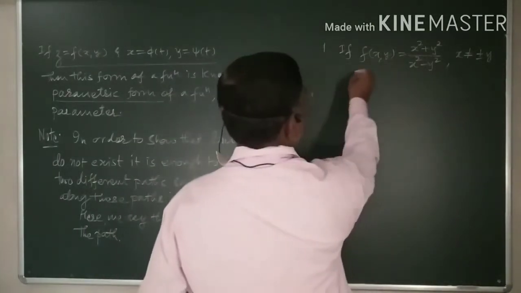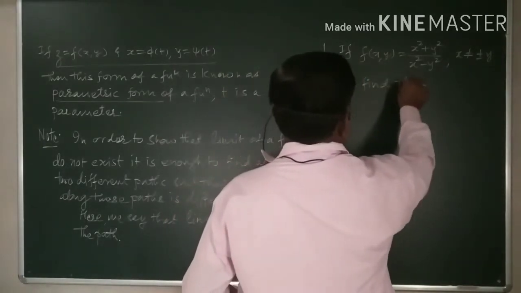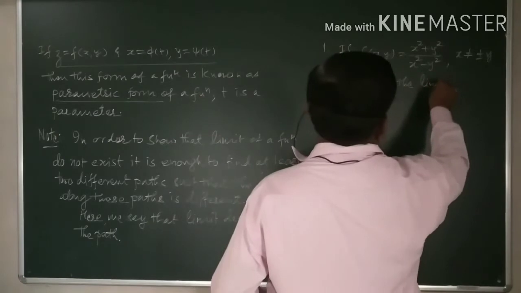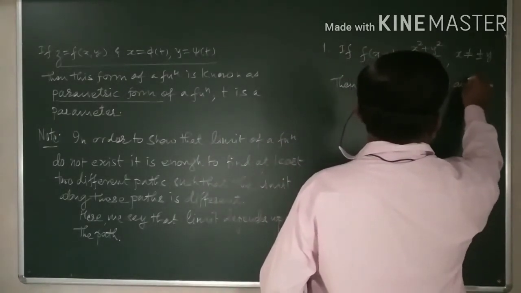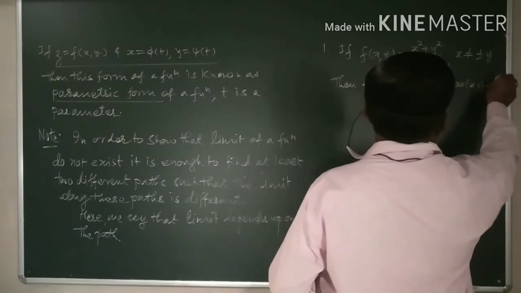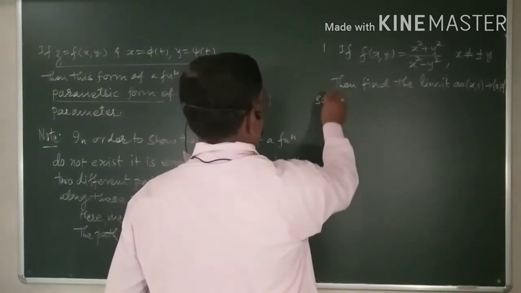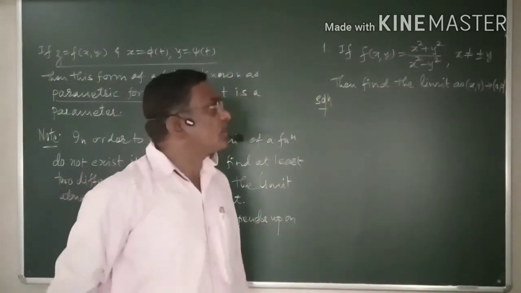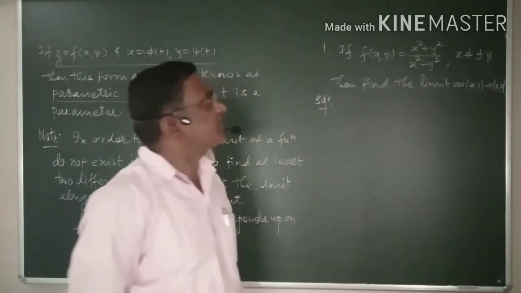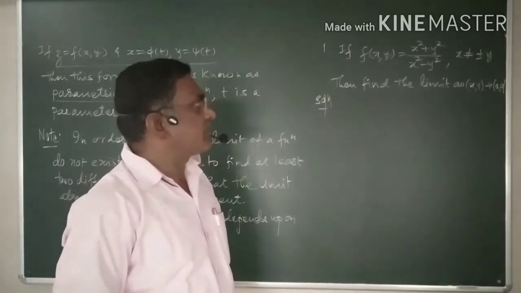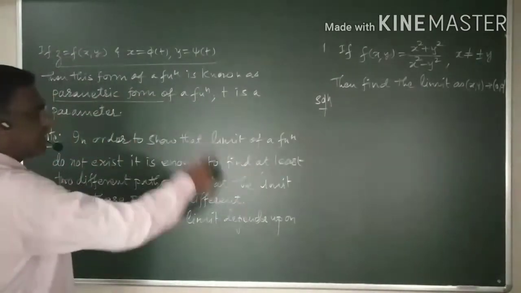Therefore the question is: find the limit as x y tends to 0, 0. This is what we have. Let us go for the solution. Now, what is given here? The function f of x y is given to be x square plus y square upon x square minus y square. Now, this criteria we need to use.